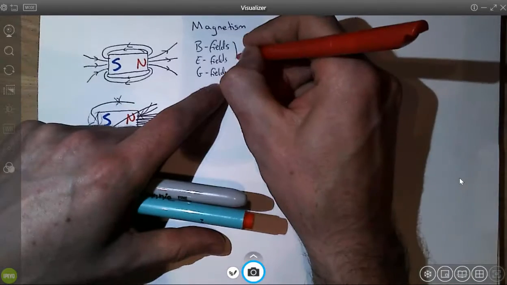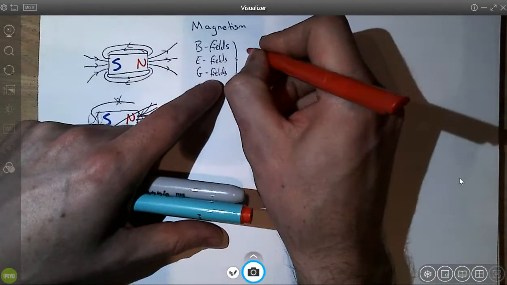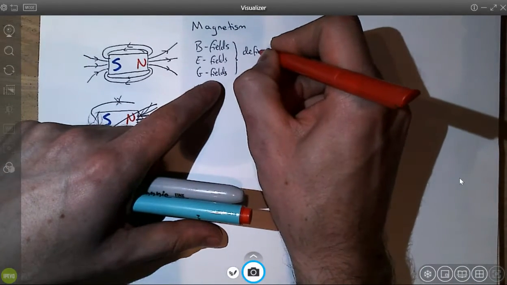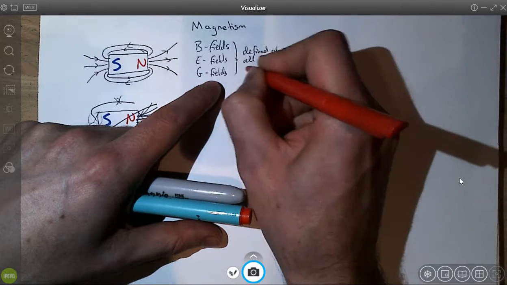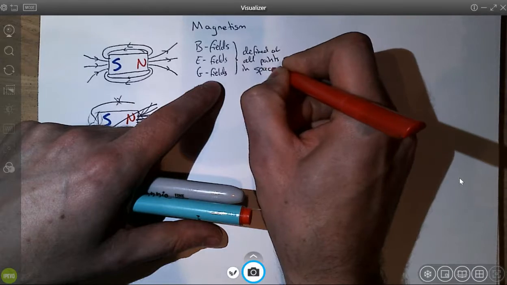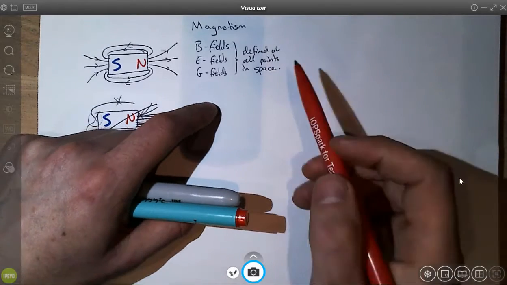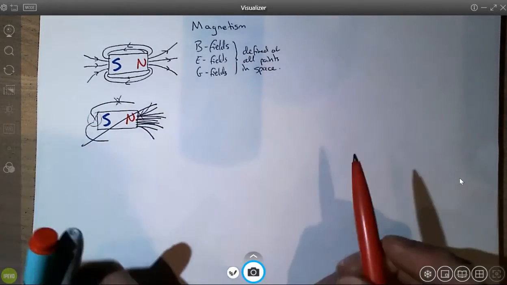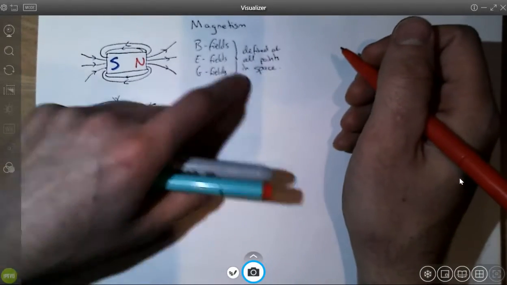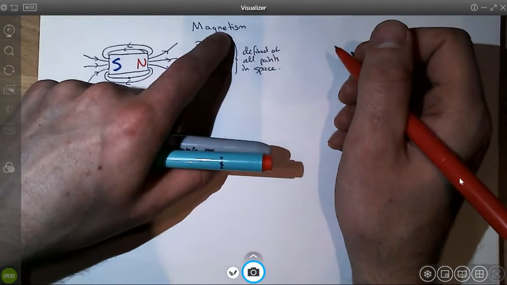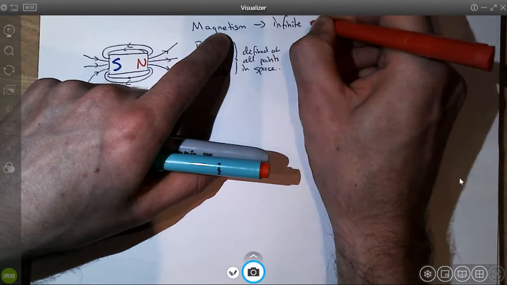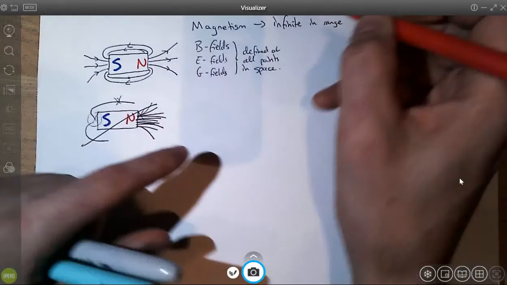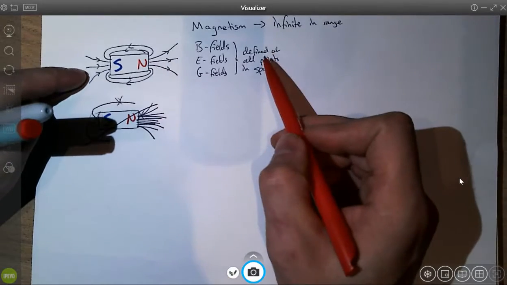What do we really mean by a field? We just mean something that is defined at all points in space, which doesn't necessarily mean a lot at GCSE, and it's not really even a definition you need to know. But what this basically means is that magnetism is infinite in range, and there are no gaps in the lines. That's what we really mean by this.